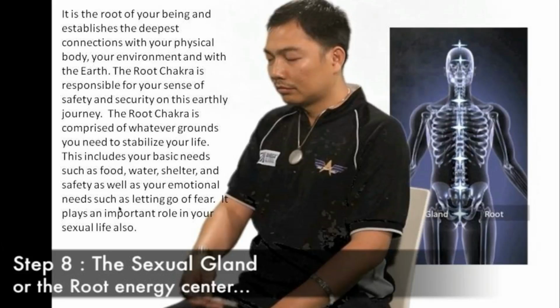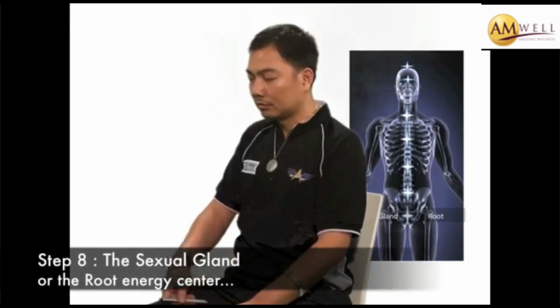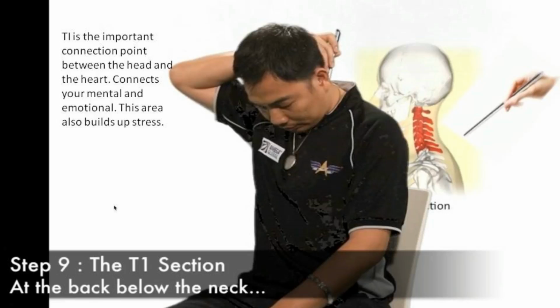It plays an important role in your sexual life too. So this is step 8, the sexual gland, the root energy center. Wand this area again in a clockwise motion, with your tip pointing towards you. Right, that's step 8. Step 9 is the back of your neck, the top back of your neck.